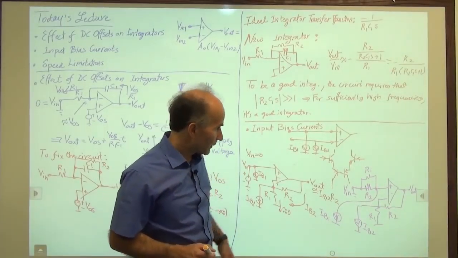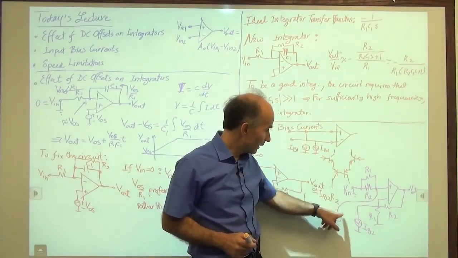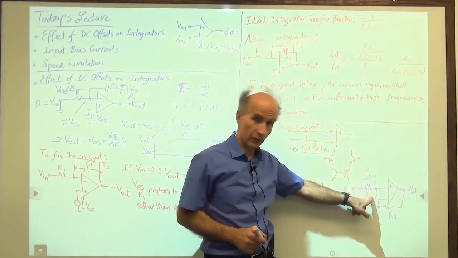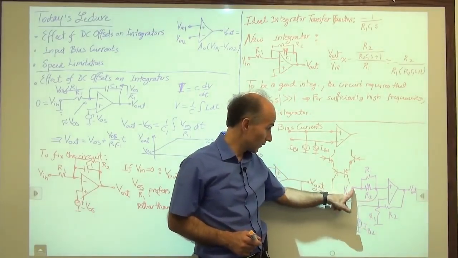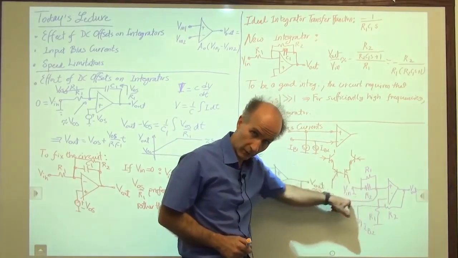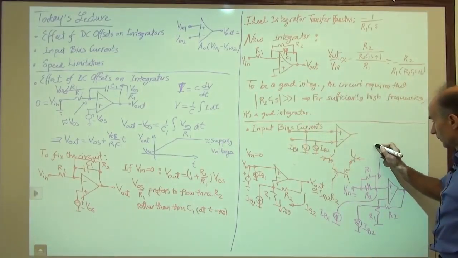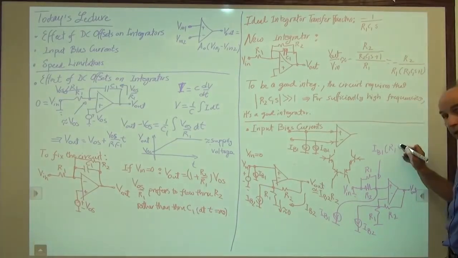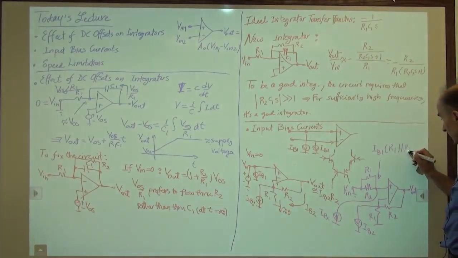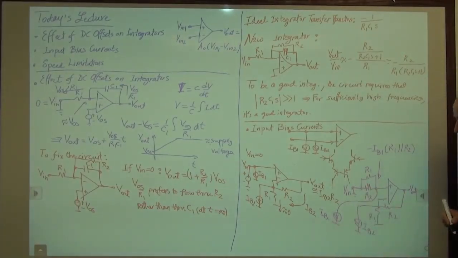Okay. Well, how much is the voltage at this node? That voltage is IB1 times the parallel combination of these resistors. And it's negative because this side is 0, this side is some voltage, right? The current is flowing this way. So the voltage at this node is equal to IB1 times R1 in parallel with R2, and then a negative sign because the current is flowing this way. That's the voltage that we have here.